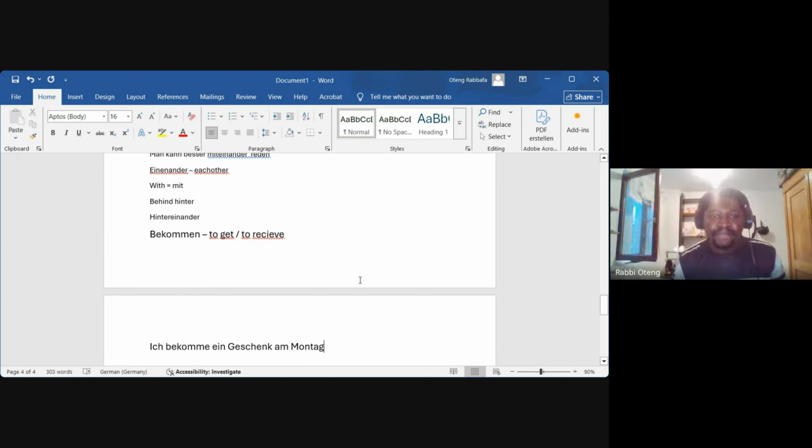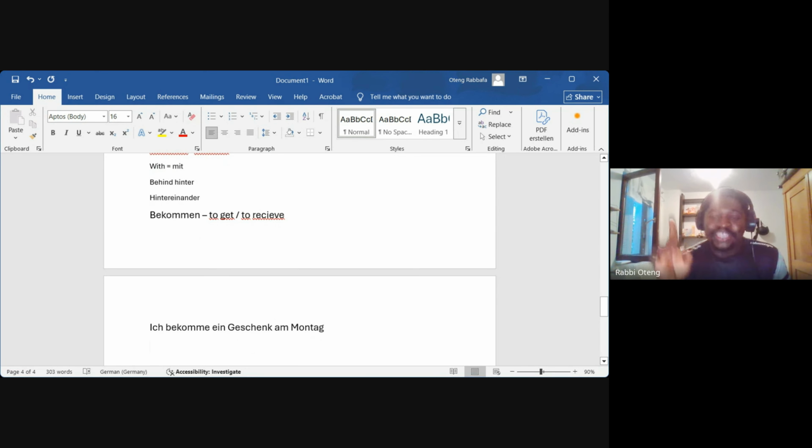Most of the time you can interchange the verb, and most of the time, when it involves a particular day and the sentence contains both a subject and an object, you can start the sentence with the day: Am Montag bekomme ich.